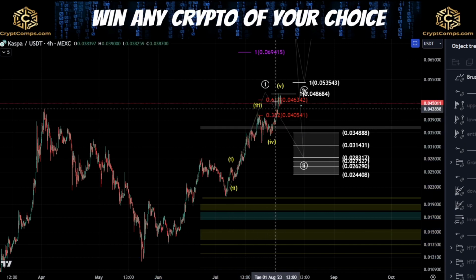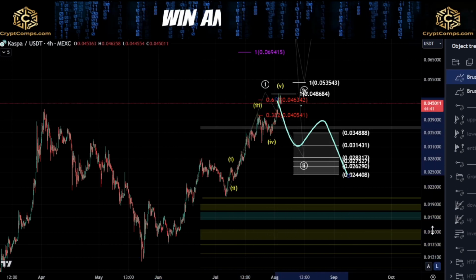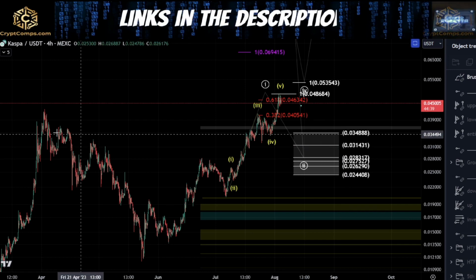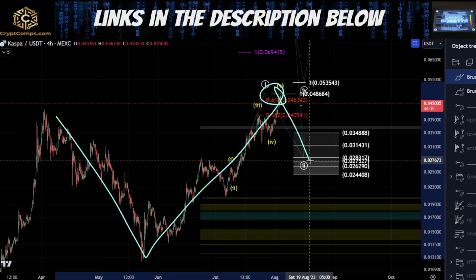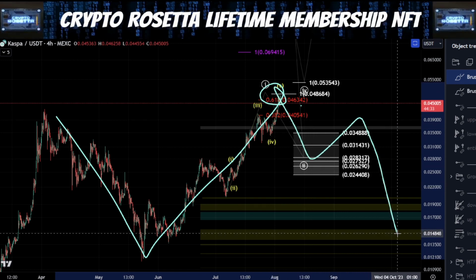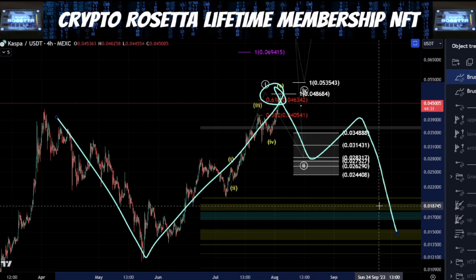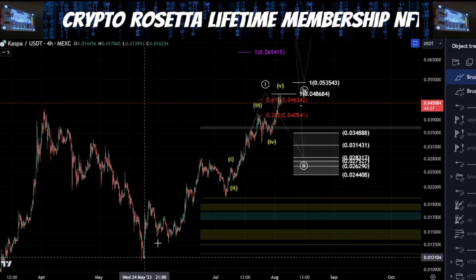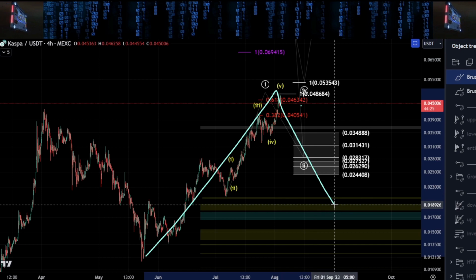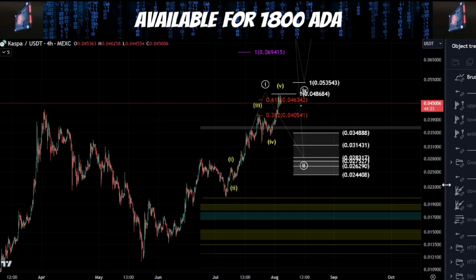So if we do see a bigger 3-wave move to the downside here, we'd have to be careful, because either this is a 4th wave, we've completed a 5th wave here, we get a bigger 3-wave move down for that secondary 4th that we were discussing earlier, or alternatively, this becomes 1, we get a bigger wave 2, and then we look to push to the upside again.